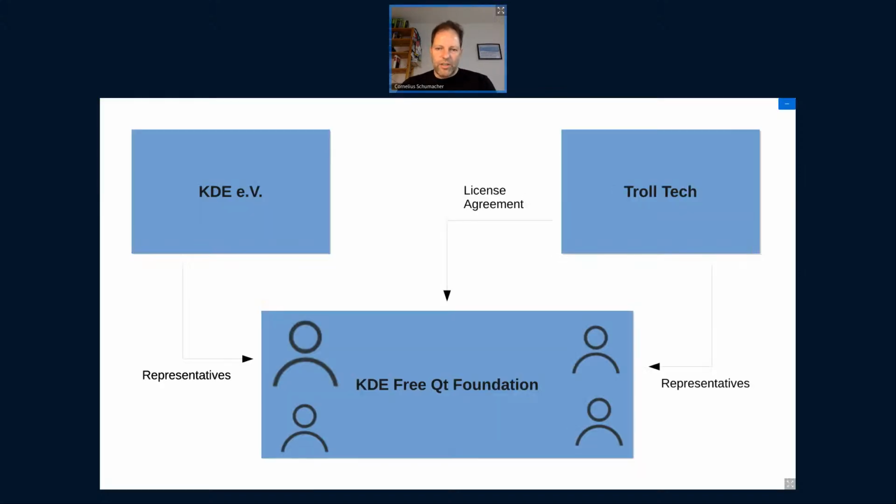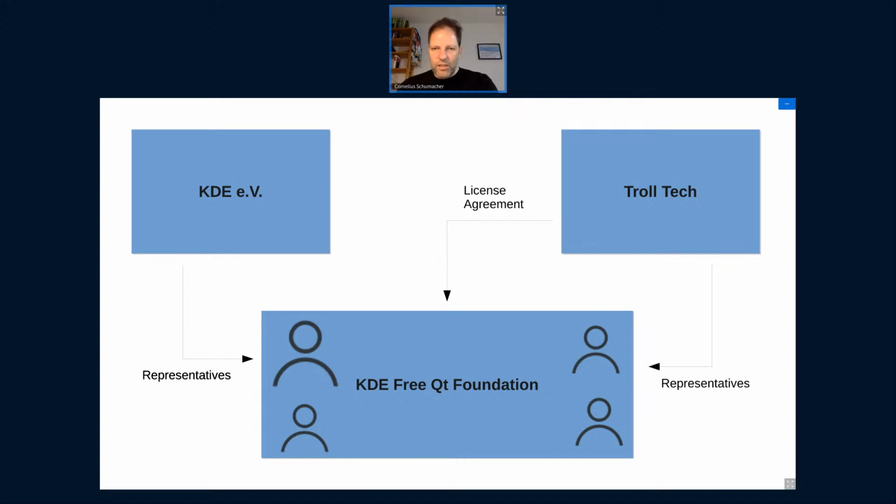So how does it work? The thing is that at this time, there wasn't a legal entity on behalf of KDE. So the first thing which happened was that KDE e.V. was founded. This happened at the end of 1997. And Trolltech and KDE e.V. created together this foundation, which is called the KDE Free Qt Foundation.